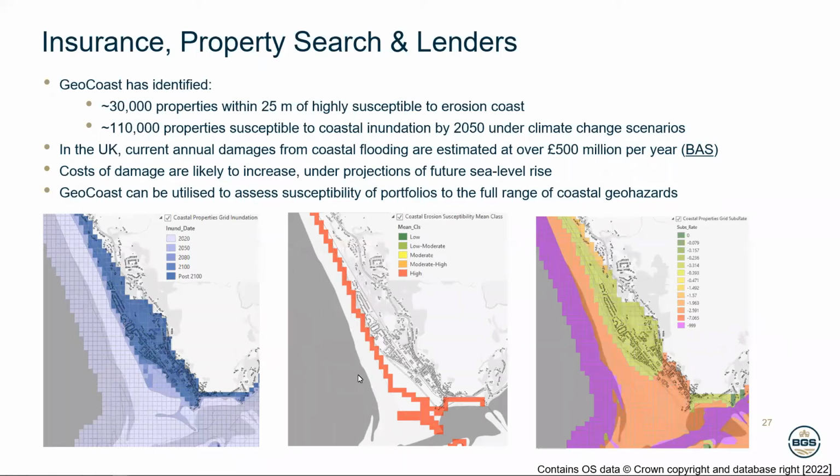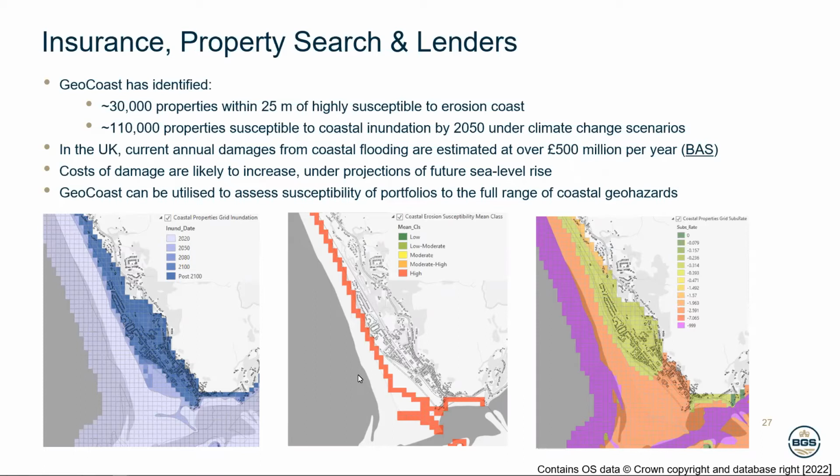GeoCoast has identified some 30,000 properties within 25 metres of a highly susceptible to erosion coastline, and some 110,000 buildings potentially threatened by coastal inundation by 2050. And this actually rises to 125,000 by 2080 under the climate change scenarios that Chris discussed.